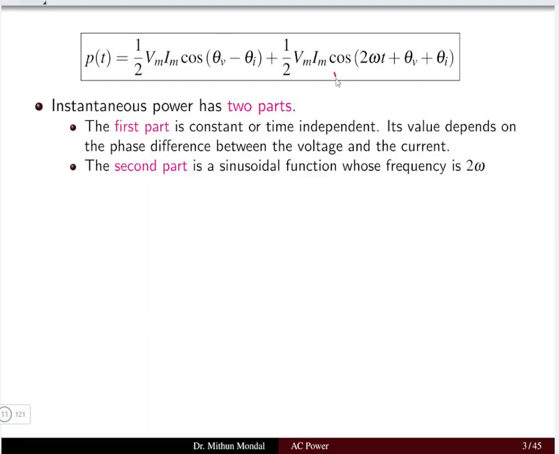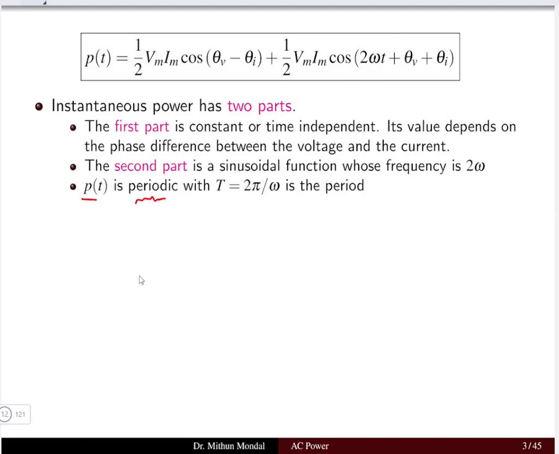If we go by the second term, we see that it is a sinusoidal cosine function whose frequency is 2 omega. It means that the second part has a frequency which is twice the frequency of the voltage or current. We have taken a constant frequency omega for the voltage and current, and in the second part of the instantaneous power we have twice the frequency of the voltage and the current. The instantaneous power is periodic in nature.